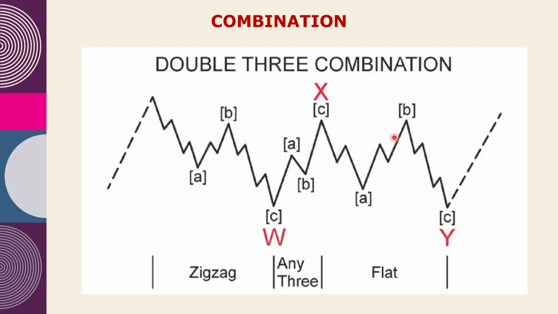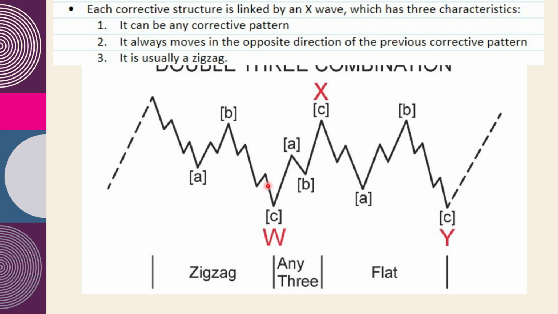A combination is a sideways corrective pattern that includes two or more corrective structures. Three corrective structures appear to be the limit. Each corrective structure is linked by an x-axis or X wave, which has three characteristics. It can be any corrective pattern. It always moves in the opposite direction of the previous corrective pattern. It is usually a zigzag.